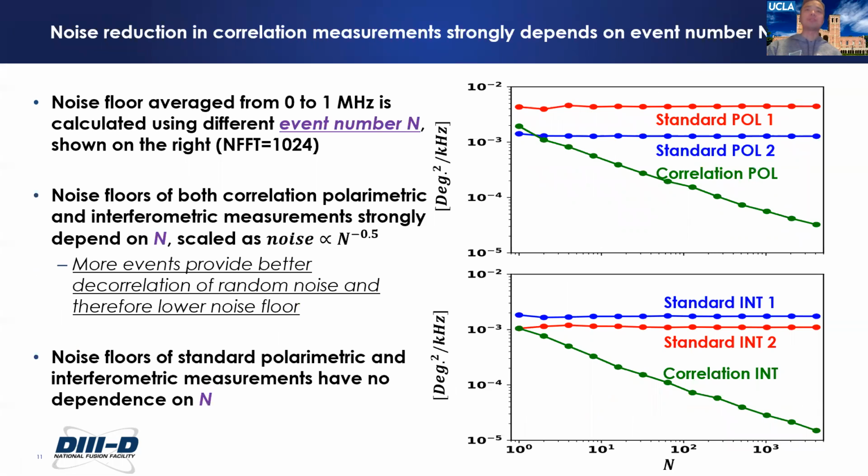The noise reduction in correlation measurement strongly depends on the event number n. So here we show the average noise floor calculated using different event number n as the x-axis. We can see that as n increases, the noise floor of both correlation polarimetry and interferometry measurement strongly decreases. This is reasonable because more events provide better decorrelation of random noise and therefore lower the noise floor. The noise floor of standard polarimetry and interferometry, on the other hand, has no dependence on n, which is shown by the red and blue curves.